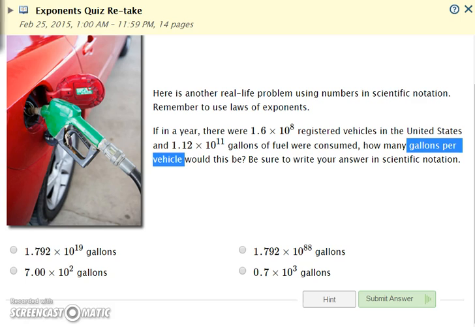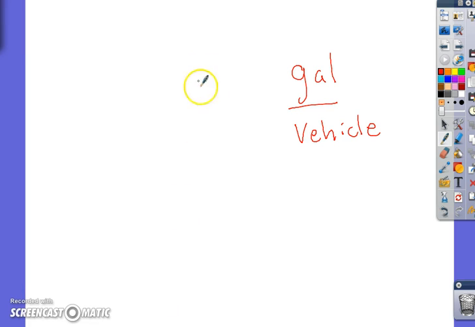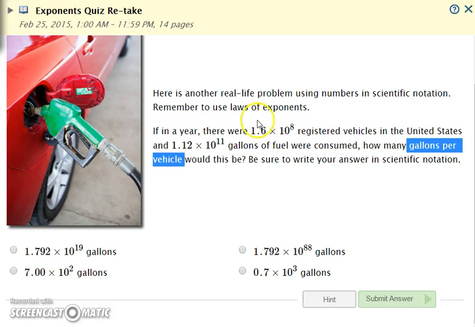So let's figure out the number of gallons. So that's 1.12 times 10 to the 11 gallons per how many vehicles. This is a good example of, this number is actually hard to figure. Okay, it's 160 million registered vehicles, and this is a huge number, just a little bit less than 1 trillion gallons of fuel. So that's an example of the kinds of calculations that scientific notation makes easy.